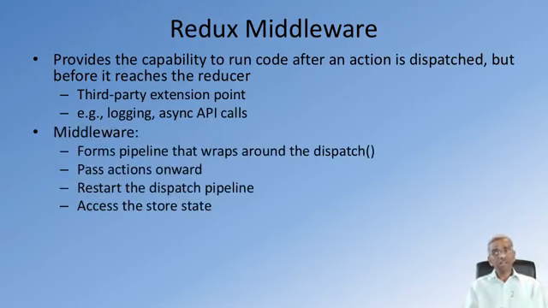So how does this middleware work? This middleware forms a pipeline that wraps around the dispatch. So as you saw, when you need to send an action to the store, you dispatch the action to the store. So this wraps around the dispatch, and then it can make any changes there, and it can pass the action forward if it requires. It can restart the dispatch pipeline as it is required. And not only that, at that point, you even get access to the store state if you want to look at the store state and then make any modifications before you let the action pass through. So that is what the middleware gets access to.